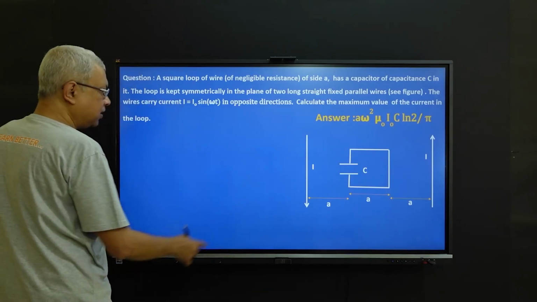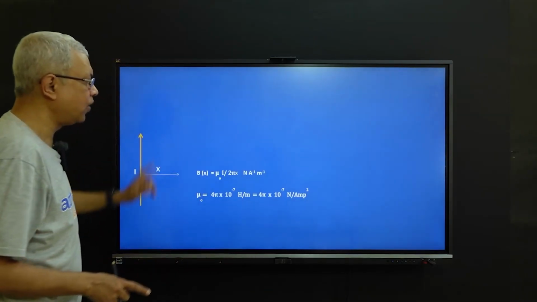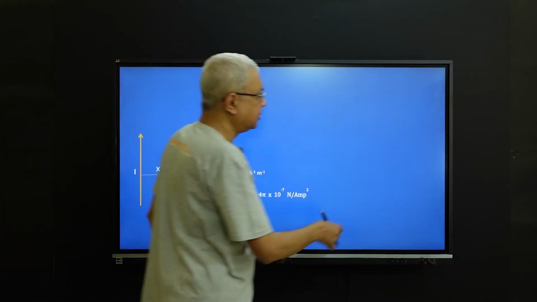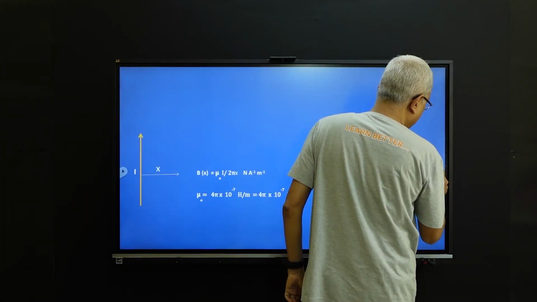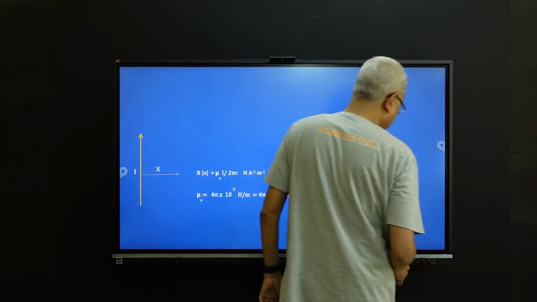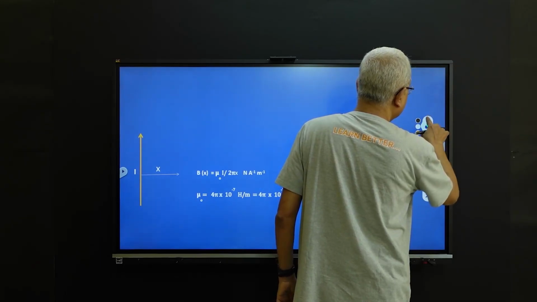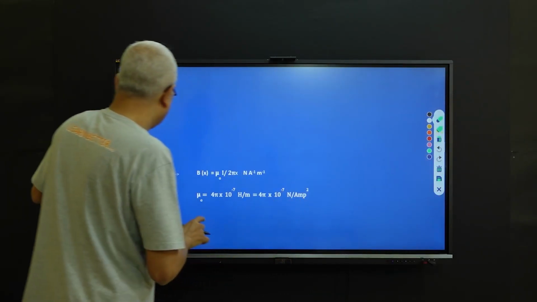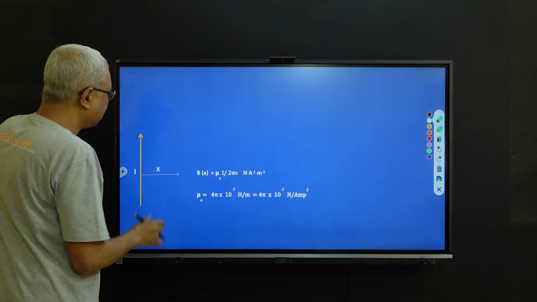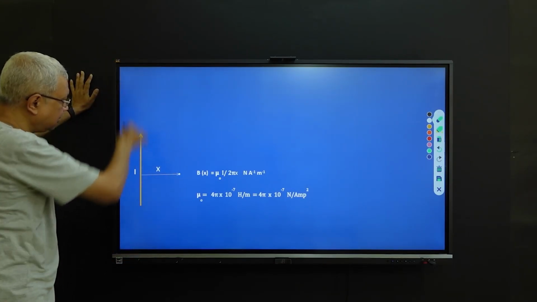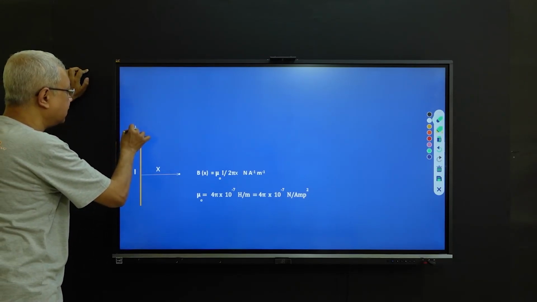Before we proceed, just to recapitulate one thing: when there is a current carrying conductor, everywhere in the region surrounding the conductor, in the space surrounding the conductor, a magnetic field will be produced. And consider this conductor is of infinite length.